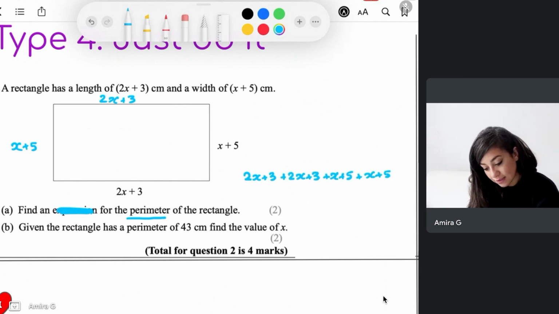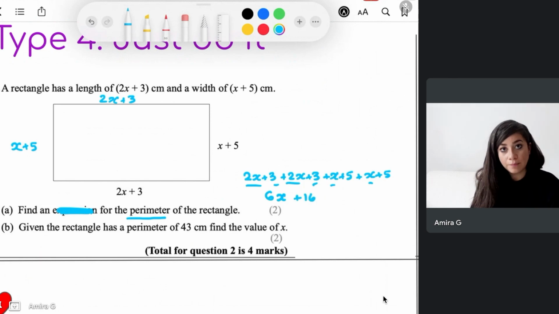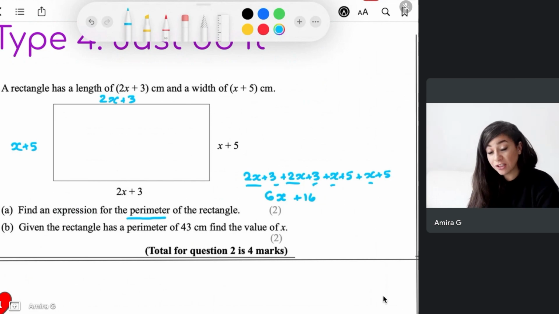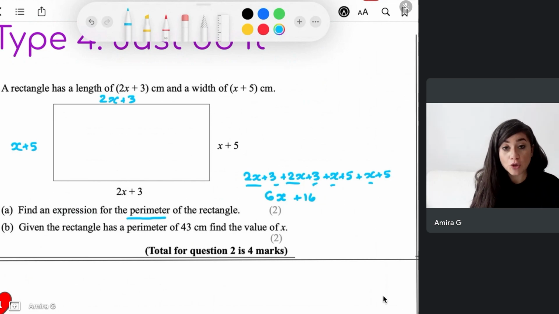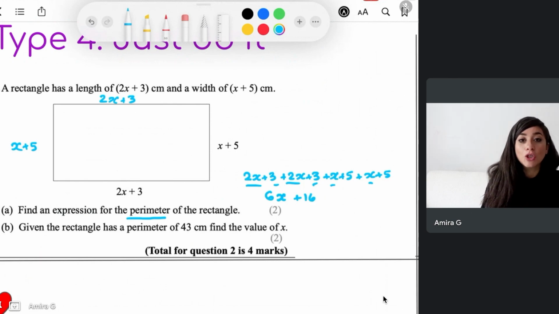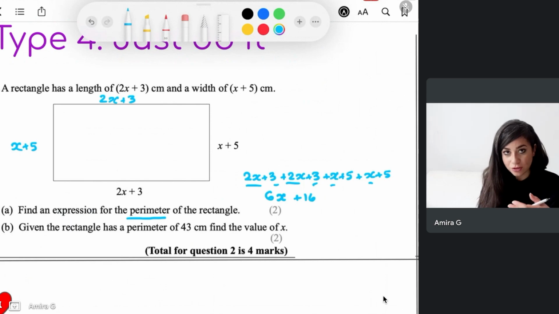Now let's add the x's. 2, 4, 5, 6. 6x. Let's add the numbers. 3, 6, and 10, so that's 16. Okay? Now, if I remove the word expression, I've answered it. So even if I didn't know what on earth an expression was, I don't care. I've still got a mark. In fact, I ended up getting 2 marks because this is an expression. Okay? It's just something without an equal sign.